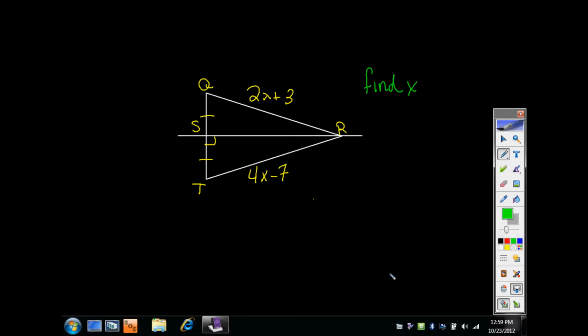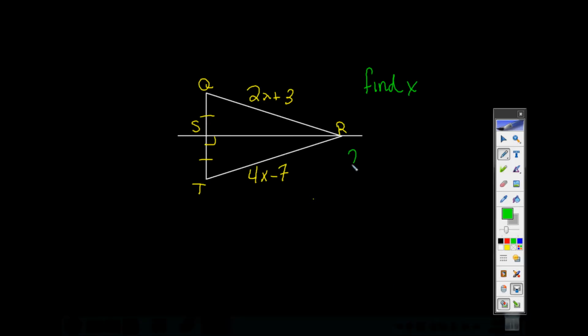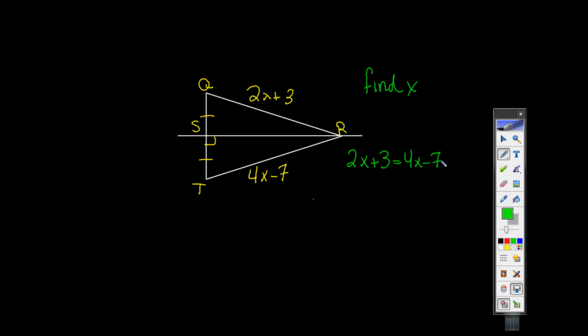Yes. Okay, so since these two are the same, and this is perpendicular, I know that these two things are the same length. So to find x, I'm going to set the two sides equal to each other. So I have 2x plus 3 is equal to 4x minus 7.